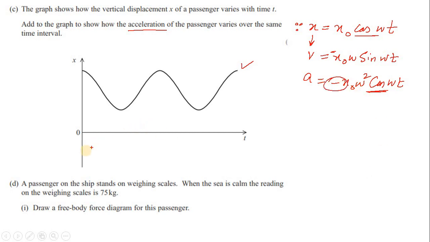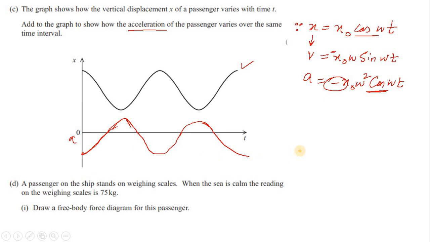So you can start your graph from here, and it should be a cos graph, something like this. This is the acceleration-time graph.